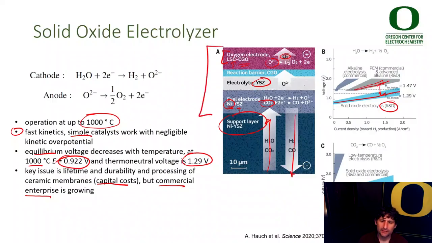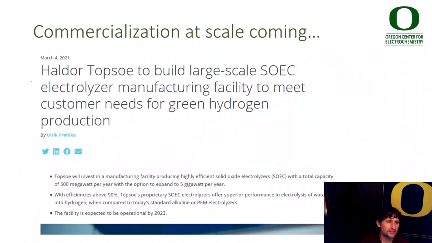Because remember, these are not particularly robust. They tend to be fragile as ceramics. And commercialization at scale is probably coming with these types of solid oxide electrolyzers. The other electrolyzers are already at scale, and they're really growing very fast right now.